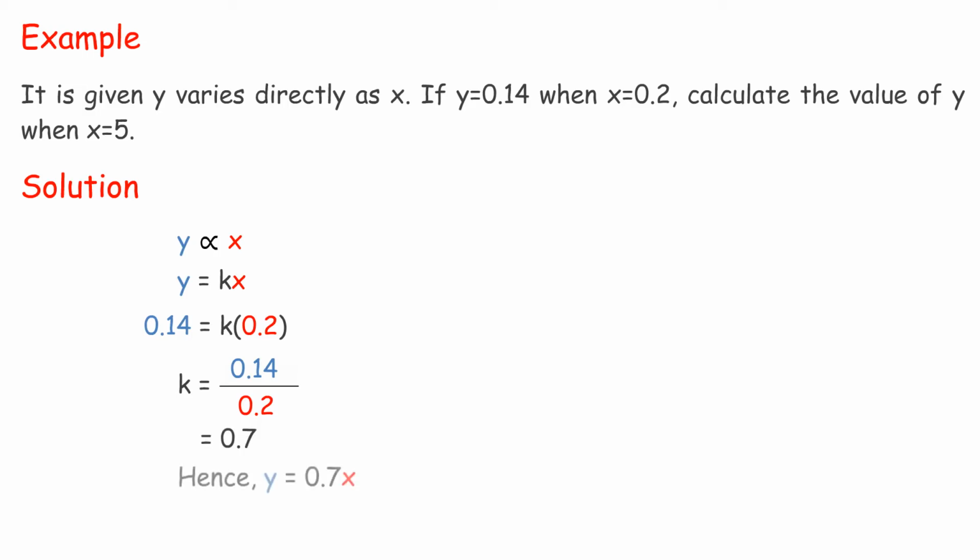Hence, y equals 0.7x. Now, we will calculate the value of y when x equals 5. When x equals 5, substitute x into the equation y equals 0.7x. y equals 0.7 times 5 equals 3.5.